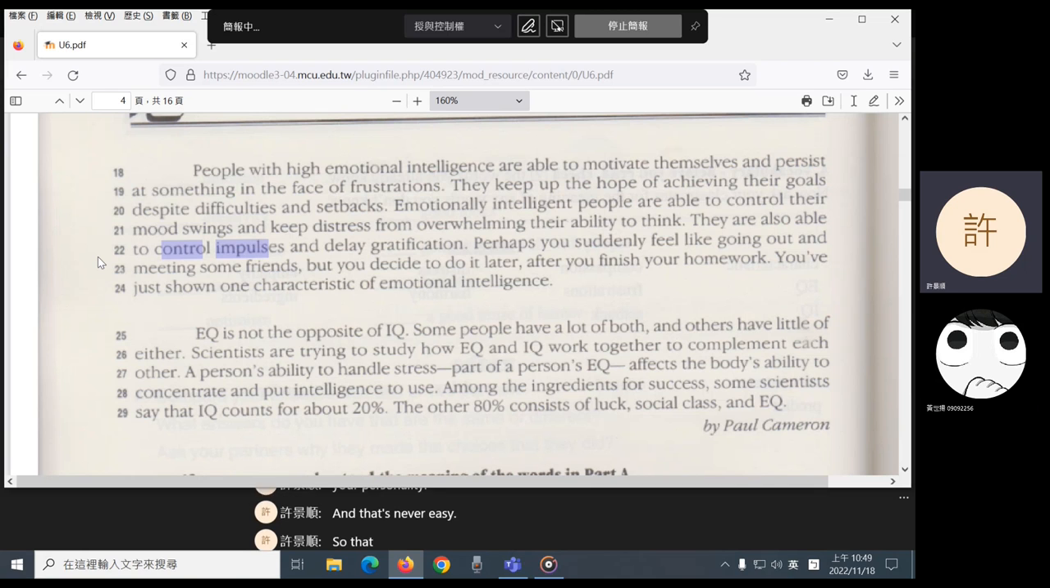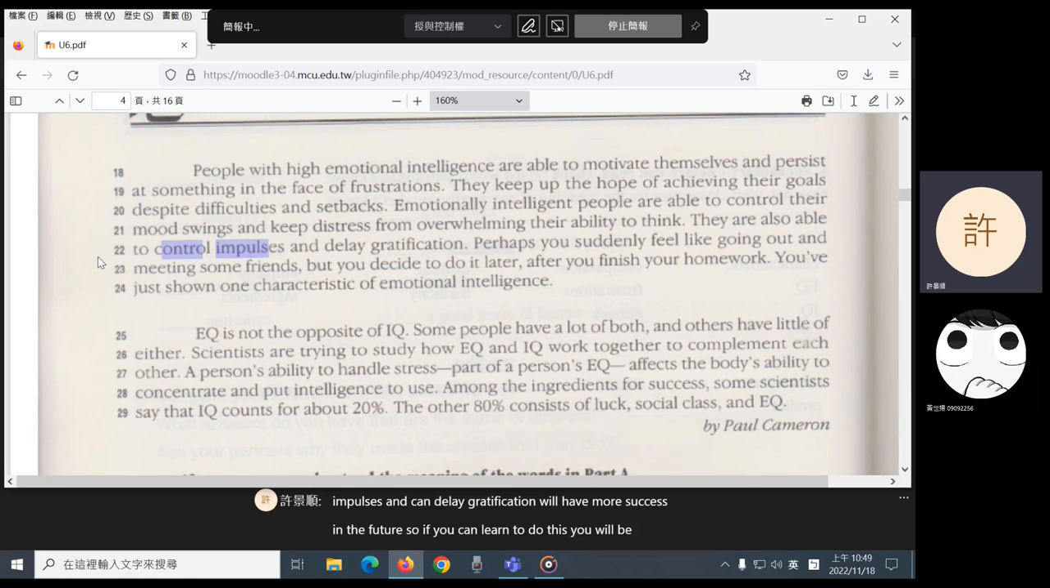So that experiment said that kids who can control their impulses and can delay gratification will have more success in the future. So if you can learn to do this, you will be more successful. Later research shows that it's actually the other way around. More successful people tend to be the people who can control their impulses and delay their gratification. But if you learn how to do these things, that does not mean you will be more successful. There are many other reasons for success.